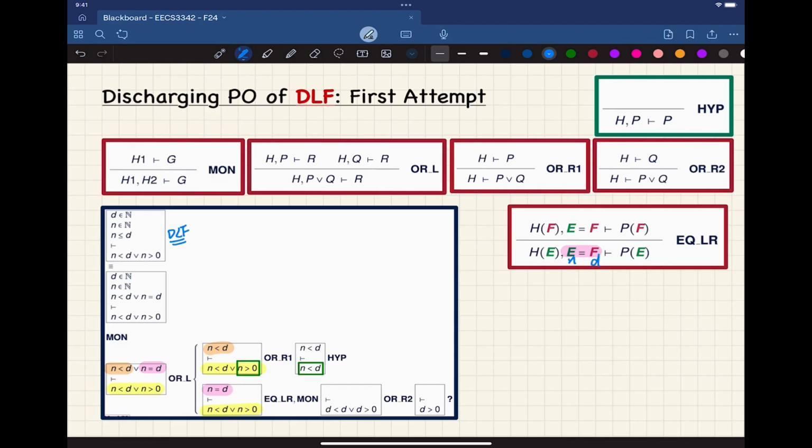And there's no more hypothesis. You can think about H of E as empty. But what about this guy over here? That's a P of E. That one here is really the expression over here. The P of E is basically N less than D or N larger than 0.